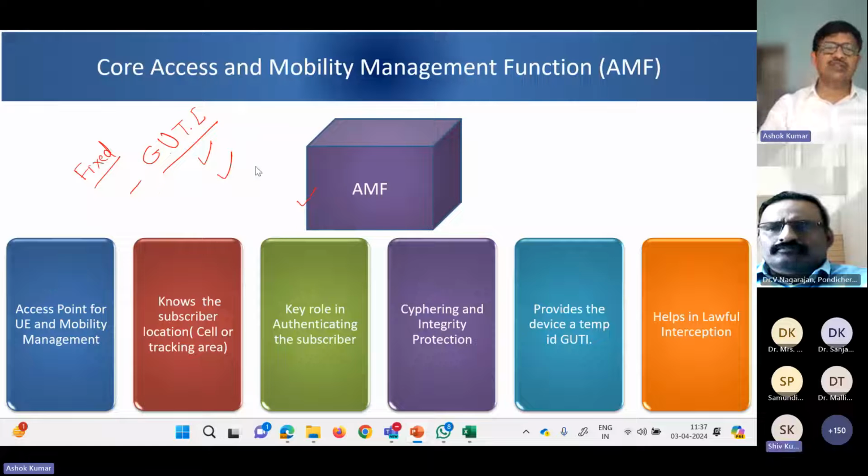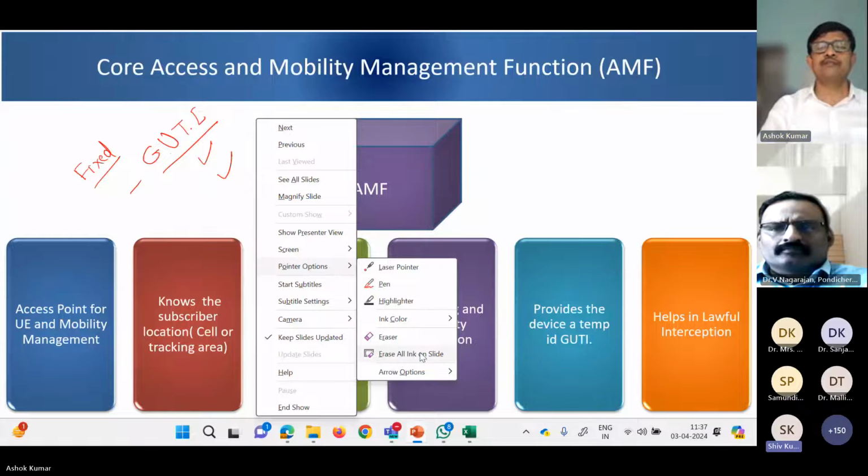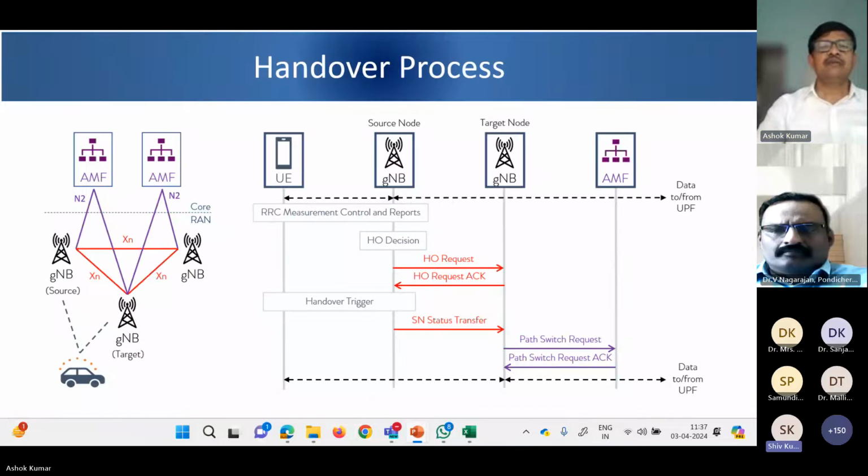So any question on AMF, more questions on AMF, or shall I proceed? Sir, please proceed, sir. Okay. Yeah, please go ahead. Can you just distinguish between SUCI and GUTI once again?